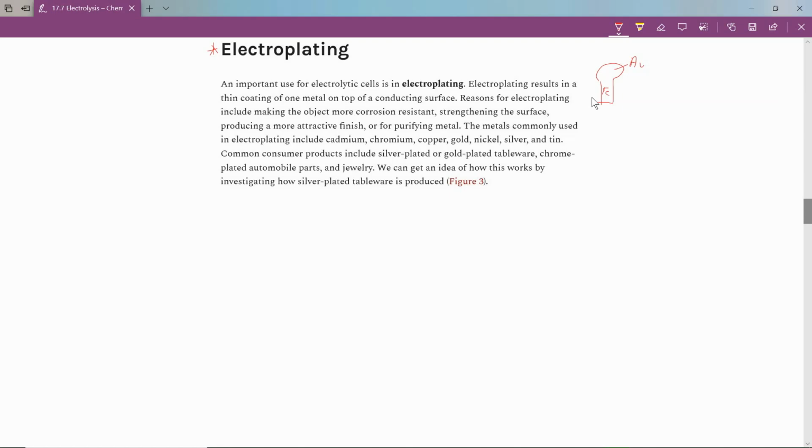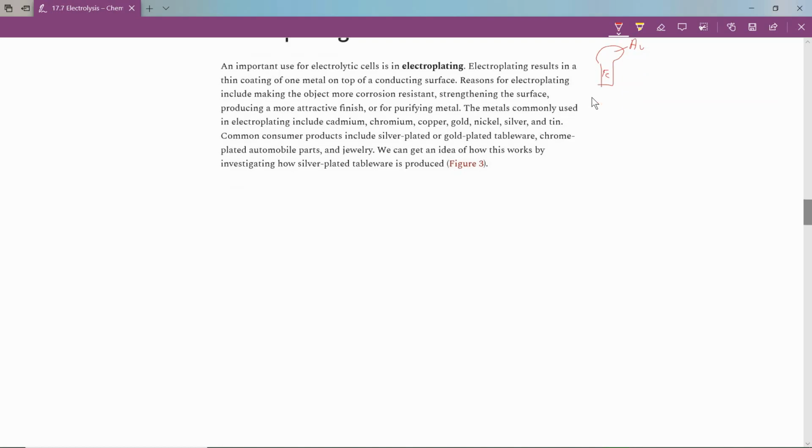Ha. Common consumer products include silver-plated or gold-plated tableware. We just said that. Gold-plated tableware? Really? I'm not going to use a golden spoon. Maybe you are. Chrome-plated automobile parts and jewelry. We can get an idea of how this works by investigating how silver-plated tableware is produced.